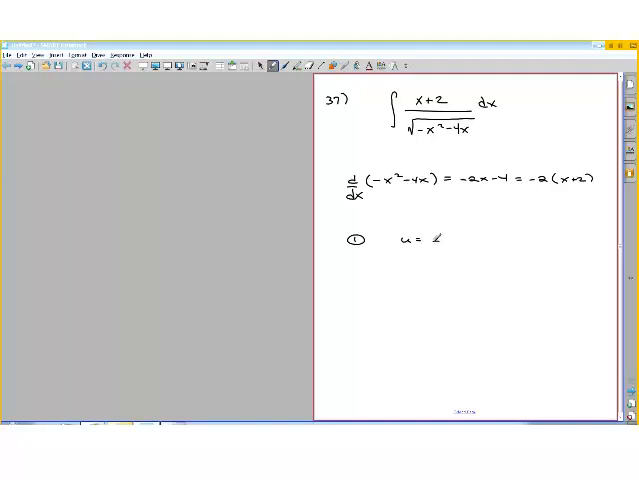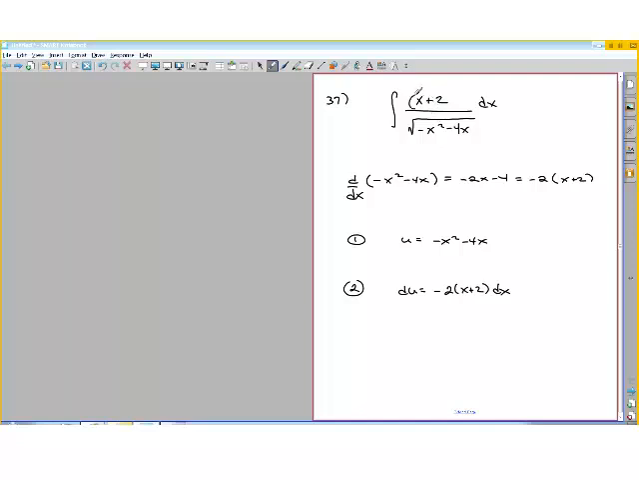So what we're going to do is we're going to let u equal negative x squared minus 4x. So du is equal to, we just did it up here, negative 2 times x plus 2 times dx.